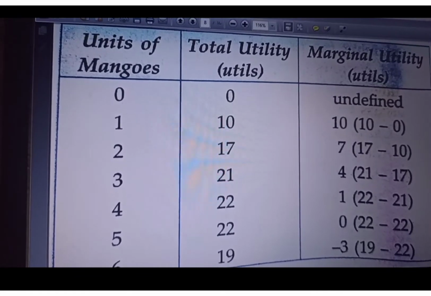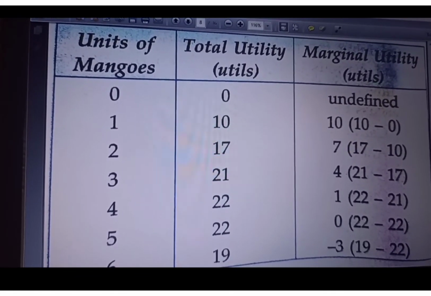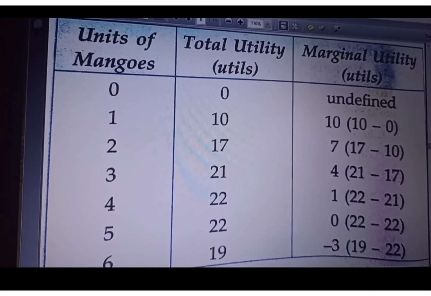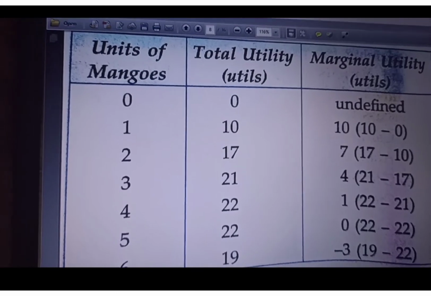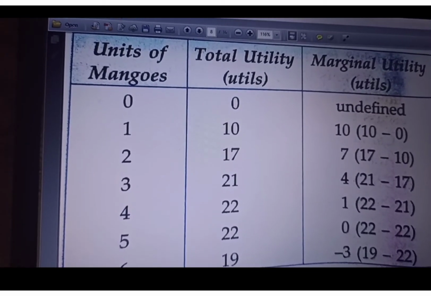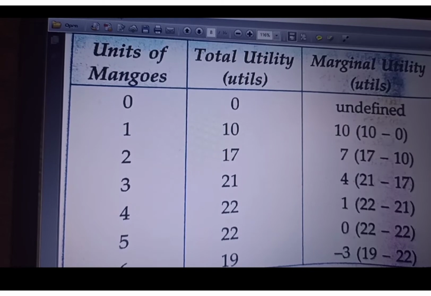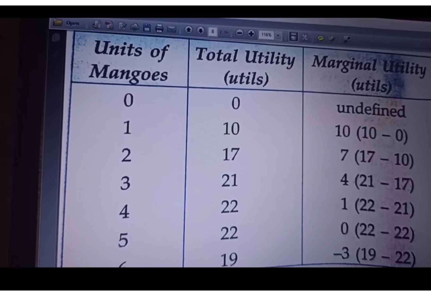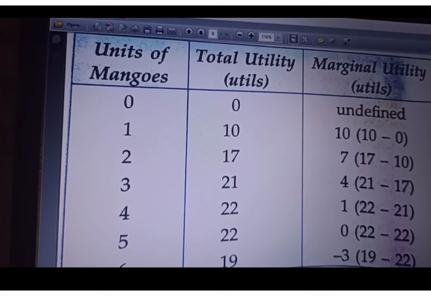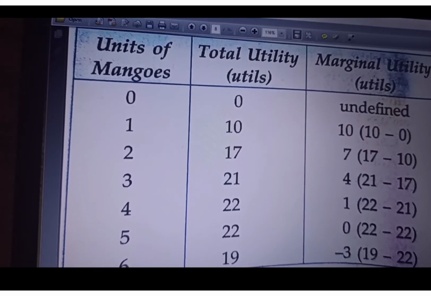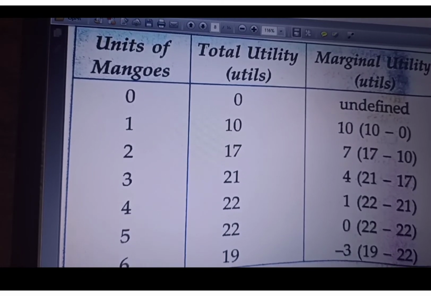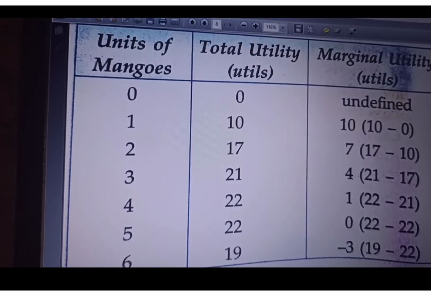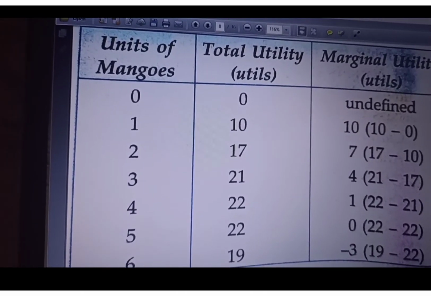So for understanding total utility, I would like to go through the table. Suppose you are going to purchase mangoes. When you are purchasing the first mango, you are willing to pay rupees 10. It means that the utility of that mango is rupees 10. For the second mango, you can spend not 10 rupees but 7 rupees. So 10 plus 7 is equal to 17. So the total utility for the two mangoes is 17. And for the third mango, you are willing to pay only 4 rupees.